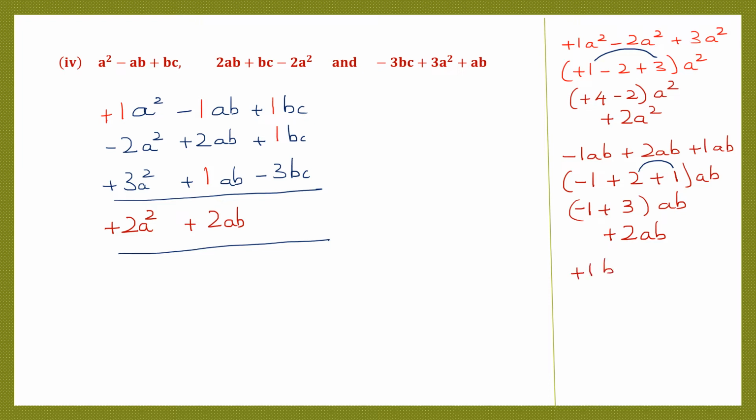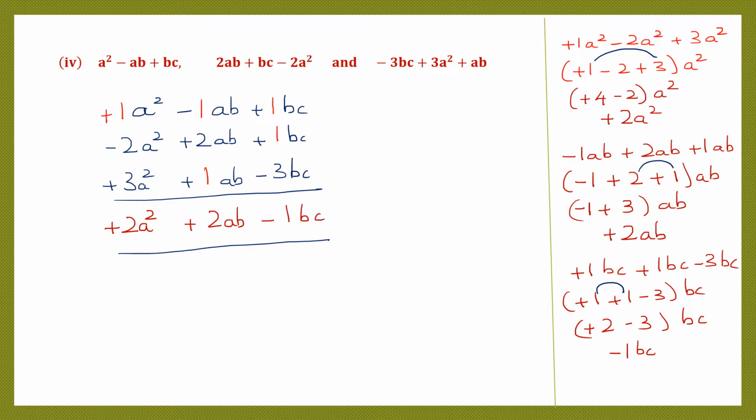Plus 1 BC, again plus 1 BC, minus 3 BC. Okay, plus 1 minus 3 BC. Add up the numbers with the same sign, these two. So 1 plus 1 is 2 plus 2 minus 3 BC. Signs are different. Put the sign of the bigger number and subtract, minus 1 BC because 3 minus 2 is 1. So let's write that down here. Minus 1 BC. So what's my answer? Plus 2a square plus 2ab minus 1 BC.